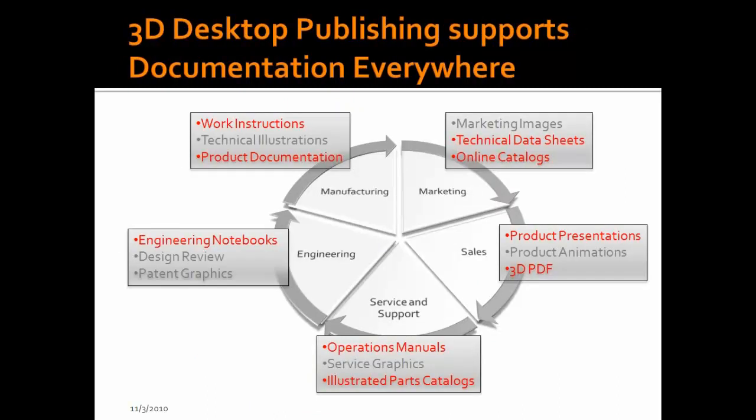There's a lot of different uses out there, especially for manufacturing companies that are tied to 3D CAD tools such as SolidWorks, Inventor, Pro-E, CATIA, Unigraphics, or Siemens that is. A lot of different uses down the pipeline here. Work instructions is a major use of our software, product documentation, technical data sheets, online catalogs, 3D PDF. Those are great for sending out to prospects and those kinds of things. Product presentations, illustrated manuals, parts catalogs.